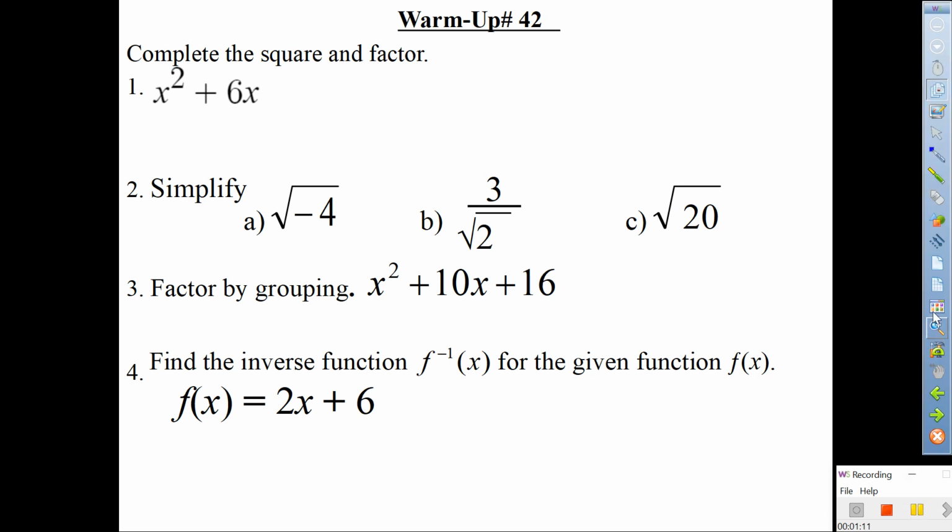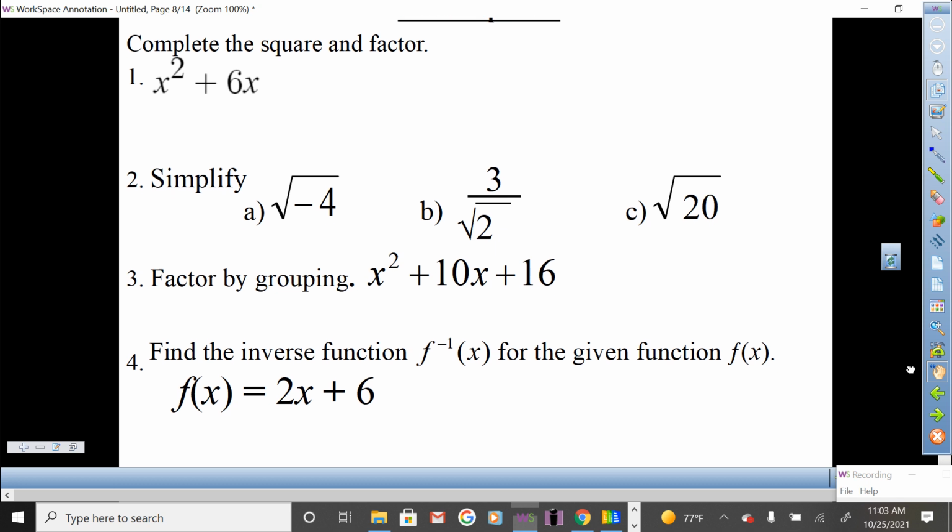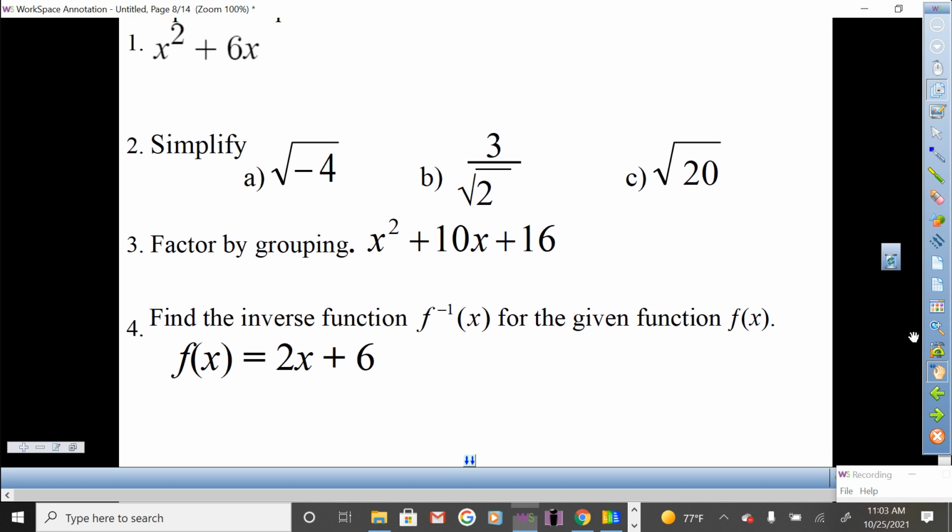Alright, here we go. For the sake of time, I'm going to go over the warm-up. Now you should be able to have done number 3. I'll leave that for later. Let me start with number 1. Number 1 says complete the square and then factor. Now this is an Algebra 1 concept. I'm bringing it back. Here it goes.